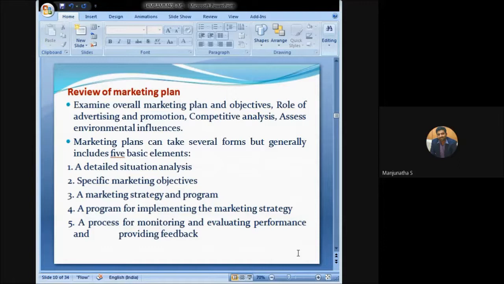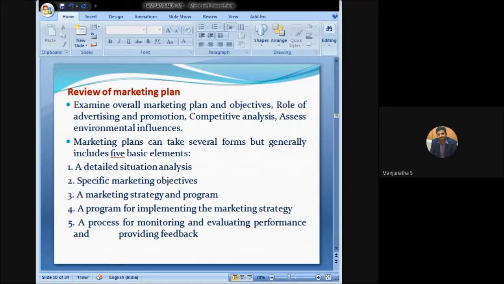The first is a detailed situation analysis. We need to analyze the situation required for the basic marketing plans: which situation we are in and what we need to analyze in the particular prospects. Then specific marketing objectives. Without objectives, no process will run. So we need to specify the marketing objectives.